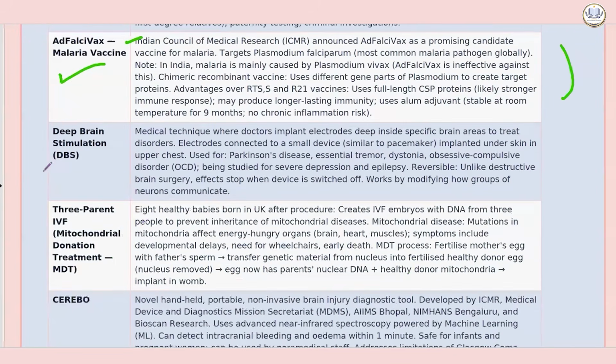These are the advantages. We have deep brain stimulation. It is a medical technique where doctors implant electrodes deep inside specific brain areas to treat disorders. The electrodes are connected to a small device, similar to a pacemaker, implanted under the skin in the upper chest, used for Parkinson's disease, essential tremor, dystonia, obsessive compulsive disorder, and being studied for severe depression and epilepsy.